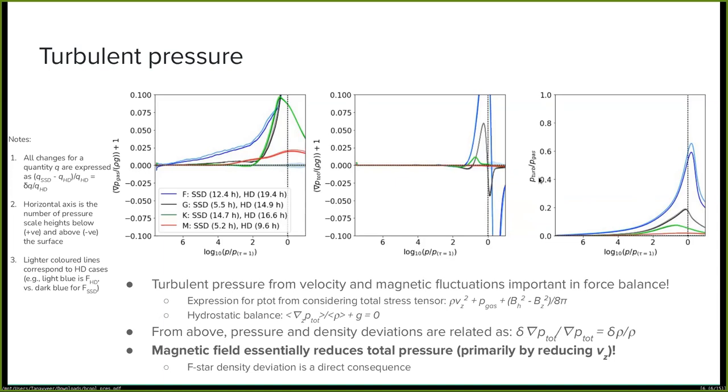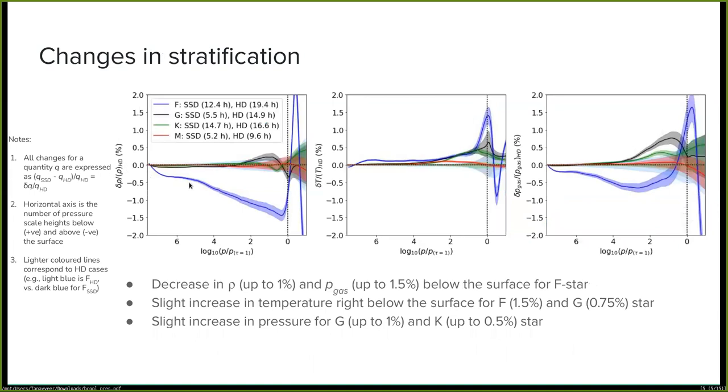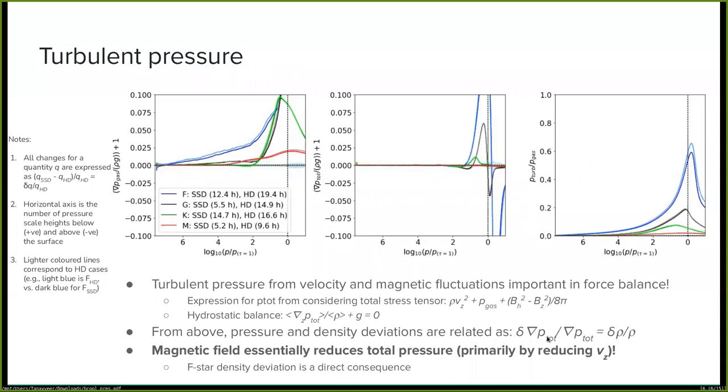The contribution of turbulent pressure, the fraction of turbulent pressure relative to the gas pressure, is quite prominent for the S star. And the main difference that comes when one goes from the hydrodynamic case to the small scale dynamo case is a reduction in turbulent pressure, which primarily comes about by a reduction in your convective velocities due to strong magnetic fields near the bottom boundary. And this reduction actually reflects back into the density stratification, which is primarily related by the gradient of total pressure to the density simply from the hydrostatic balance condition.